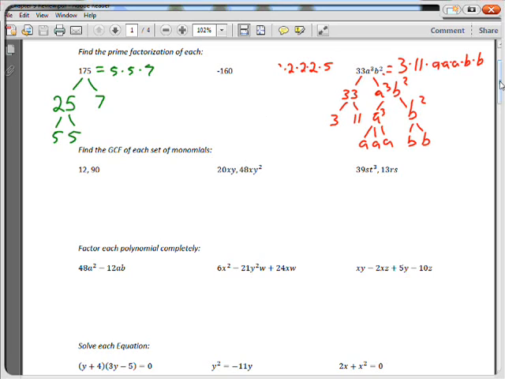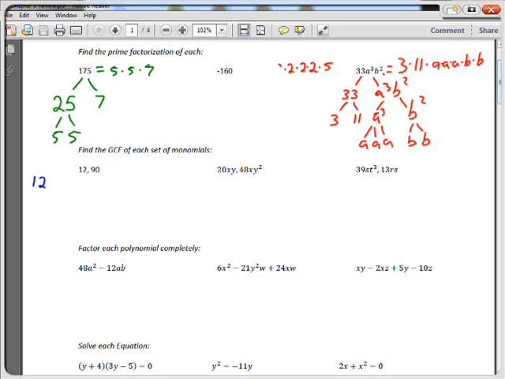Next, find the greatest common factor of each monomial. Remember here, if we break these down into their prime factors, then we can find the prime factors that they have in common, multiply those together, and that'll give us our greatest common factor.